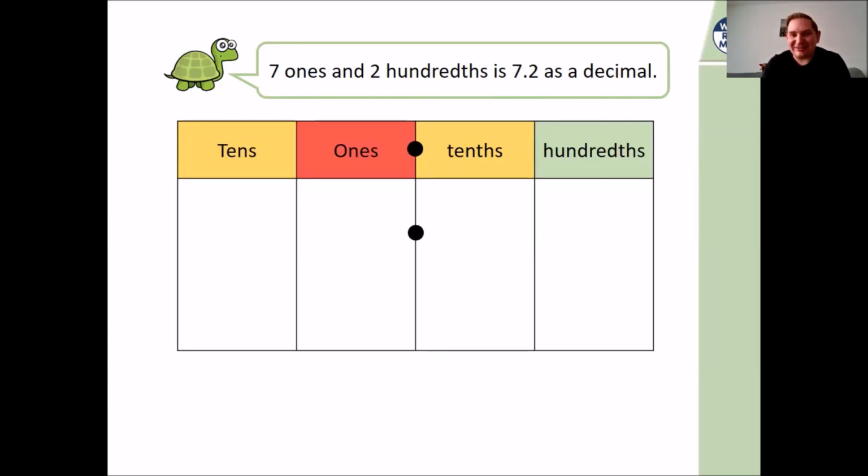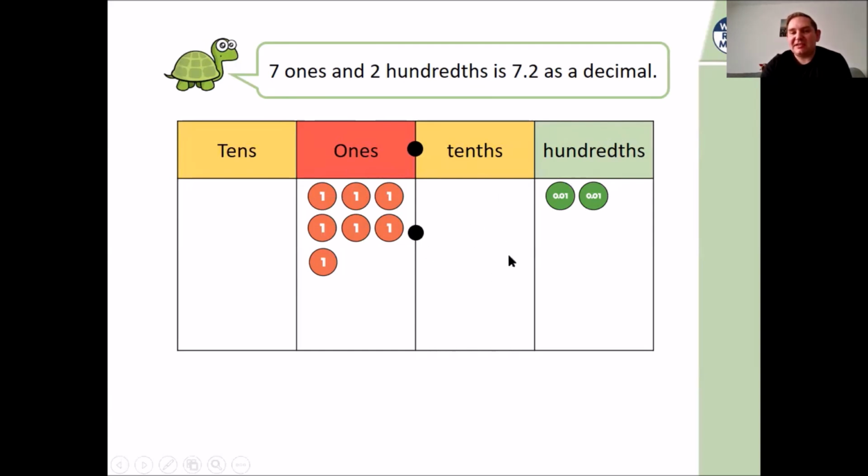Here is our place value grid again. We have 7 ones, which Fred has said here. So we've placed those 7 ones in our place value chart. He also says that we have 2 hundredths. So they will go in this hundredths column over here. There we go. Now I can see that there is a space in here.